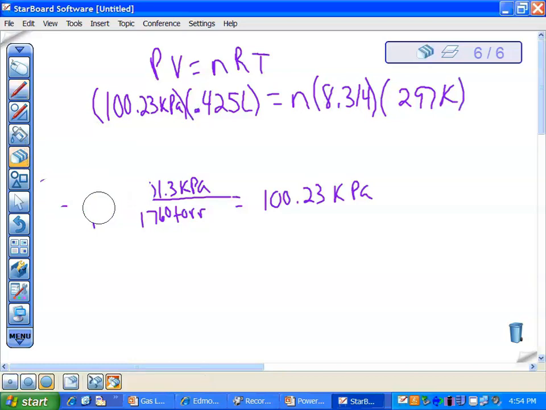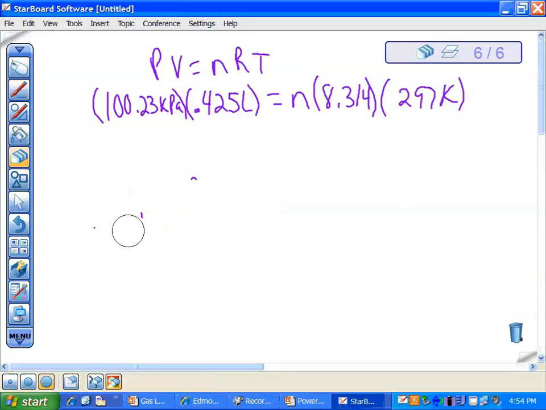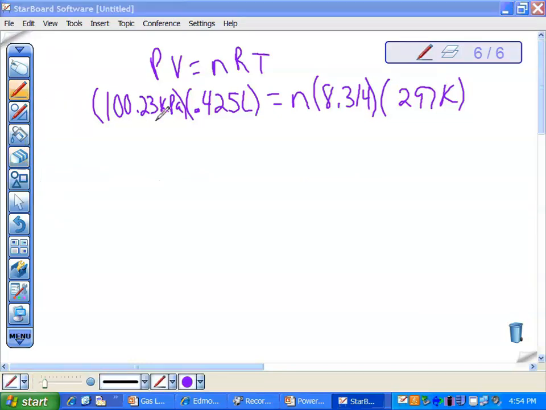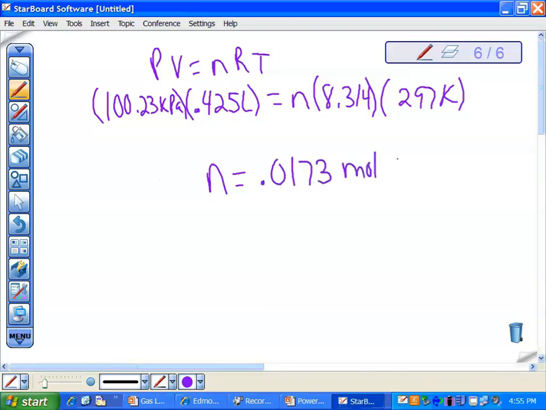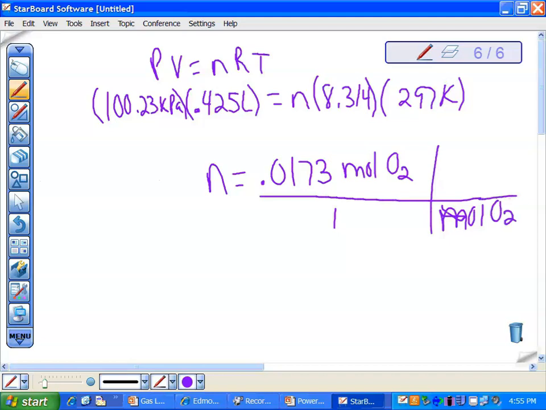Let me get my eraser out here for a second. But you do need to show converting your pressures. And when I get the moles, I come out with 0.0173. That's your moles of oxygen. The question asks for grams, so you simply bring your moles down. That should be 1 mole. And then you end up with 32 grams of oxygen.